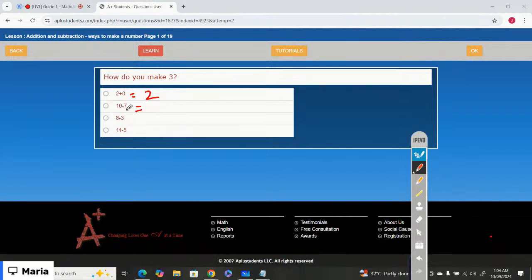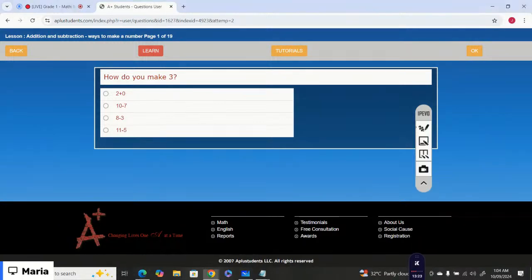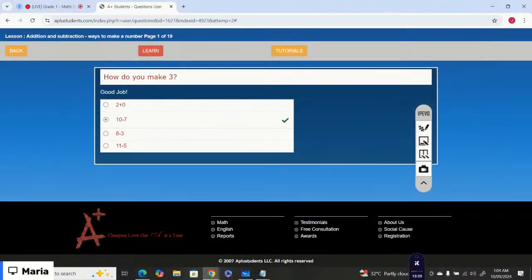Then you have 10 take away 7. So when you 10 take away 7, you have 3, right? Then you have 8 take away 3, so 8 take away 3 is 5, and 11 take away 3 is 6. So you need to select the one that makes 3. So here is the correct option, that is 10 take away 7. That's the only option that makes 3. Got it? So the correct option is 10 take away 7.